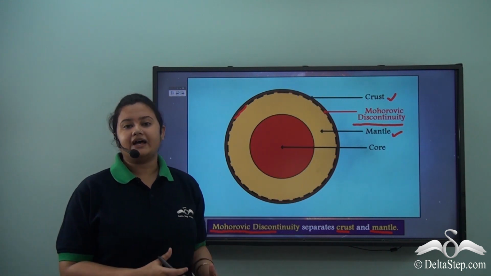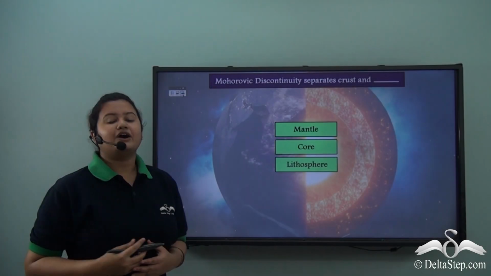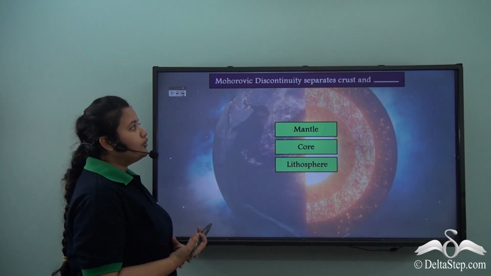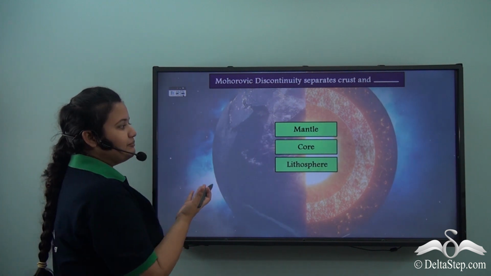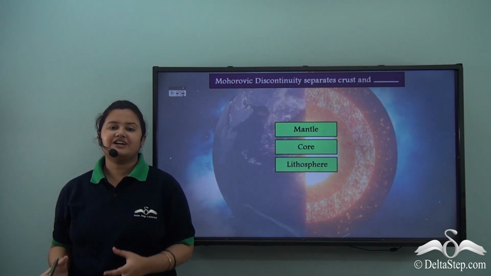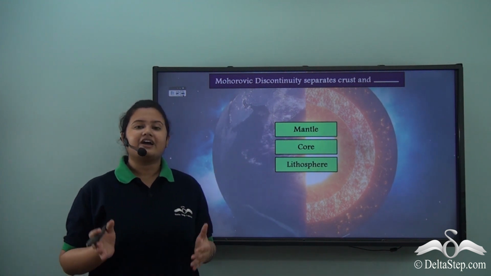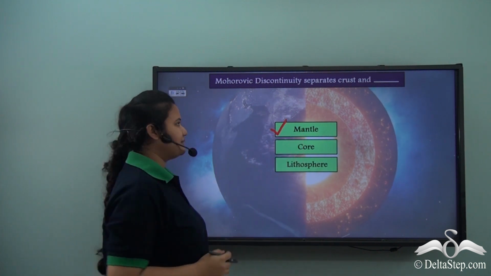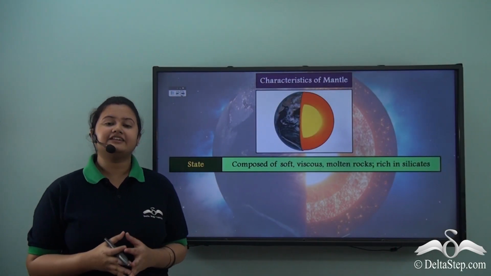Now, let's look at the characteristics of mantle. Before we proceed with our lesson, can you help me to answer this question? Mohorovic discontinuity separates crust and what? Is it mantle, core, or lithosphere? Well, we just learned that Mohorovic discontinuity is the separation between crust and mantle. So, the correct option is mantle. So, let us continue with the second layer of the earth, that is mantle.